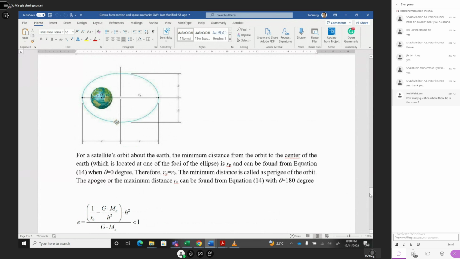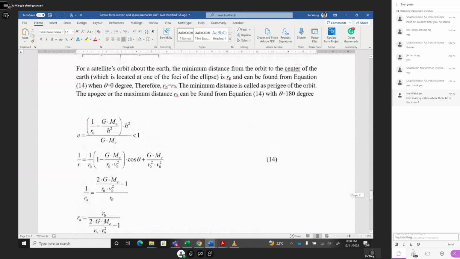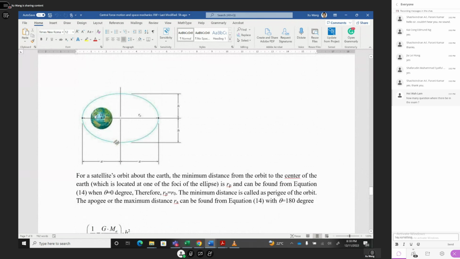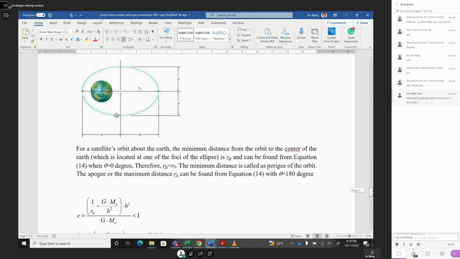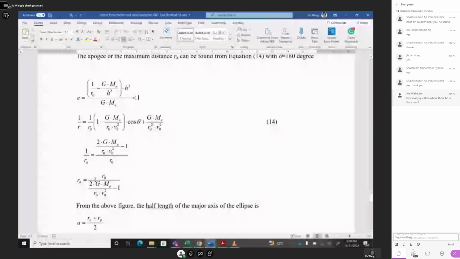This is the ellipse, right? From this calculation, for the minimum distance, theta equals 0, which gives R0. R0 is RP, right? For the maximum distance, theta should be 180 degrees. So from this equation, cosine 180 is minus 1. From this minus 1, you can solve for R. This is RA, when cosine theta equals minus 1, which is 180 degrees. Then you get RA, and then you reorganize RA like that.